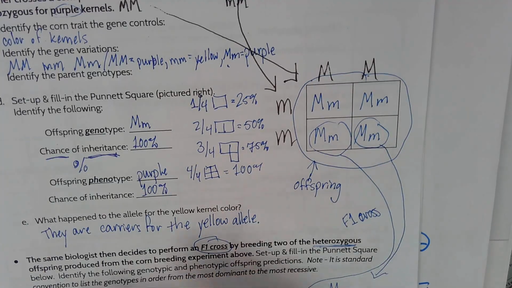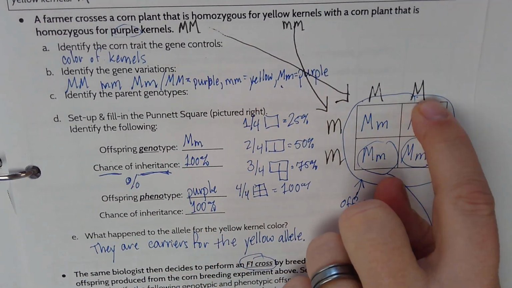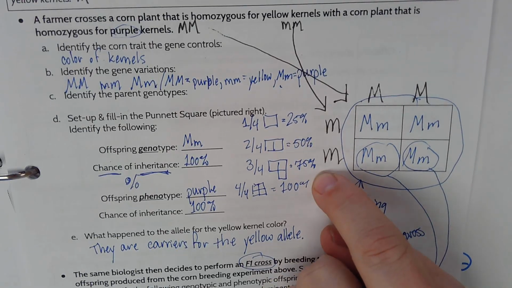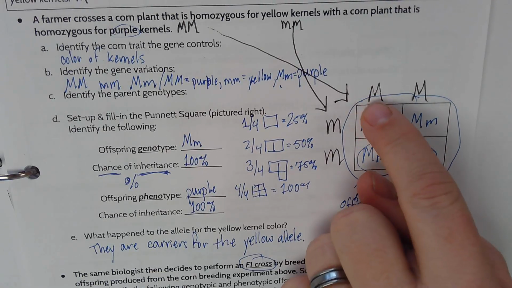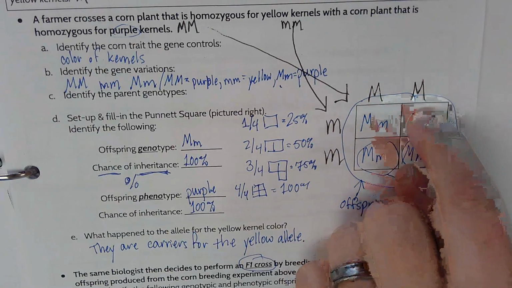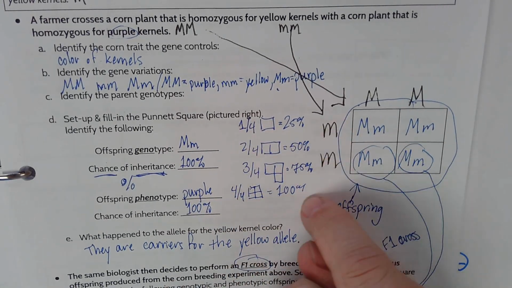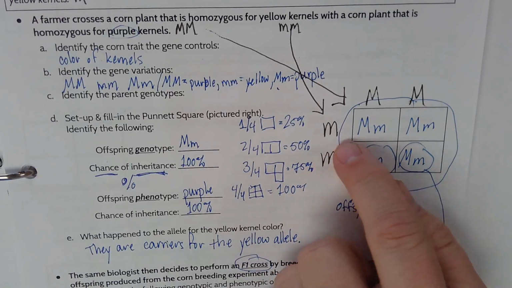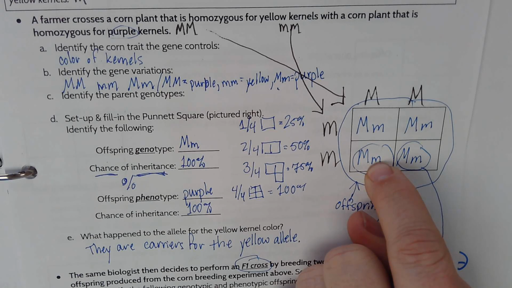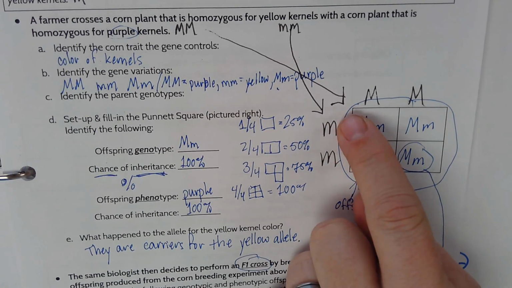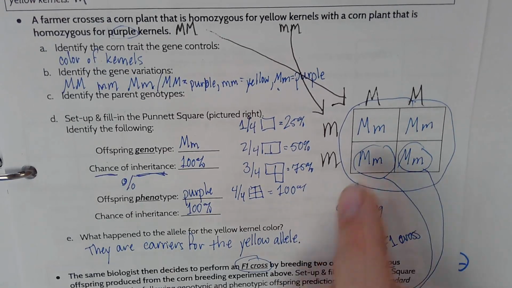Here's the information for completing that first part. Once we have identified the parents here and here, we fill in the Punnett square with the alleles from each parent. So we bring down the capital M's and we bring across the lowercase m's. This part right here shows you how to estimate percentages. Each box represents 25% of the possibilities. Then we can use that to figure out the probability of any one kind of offspring.